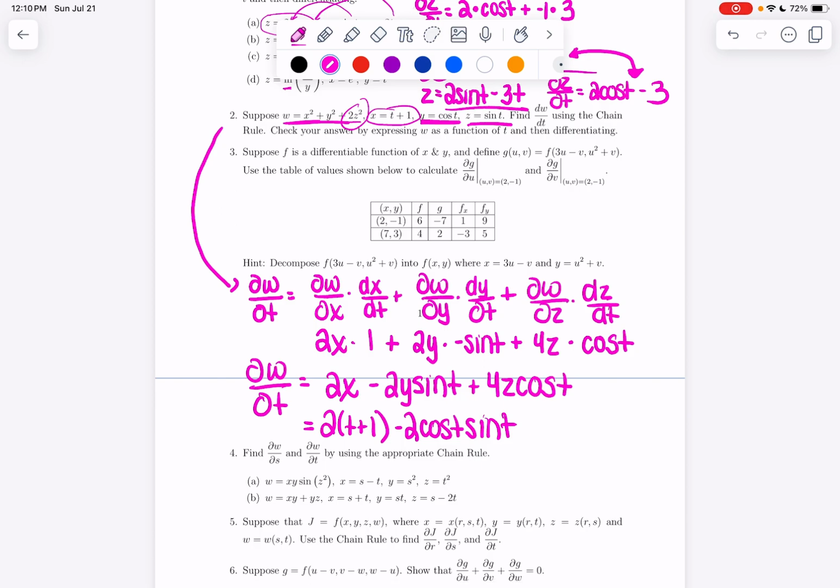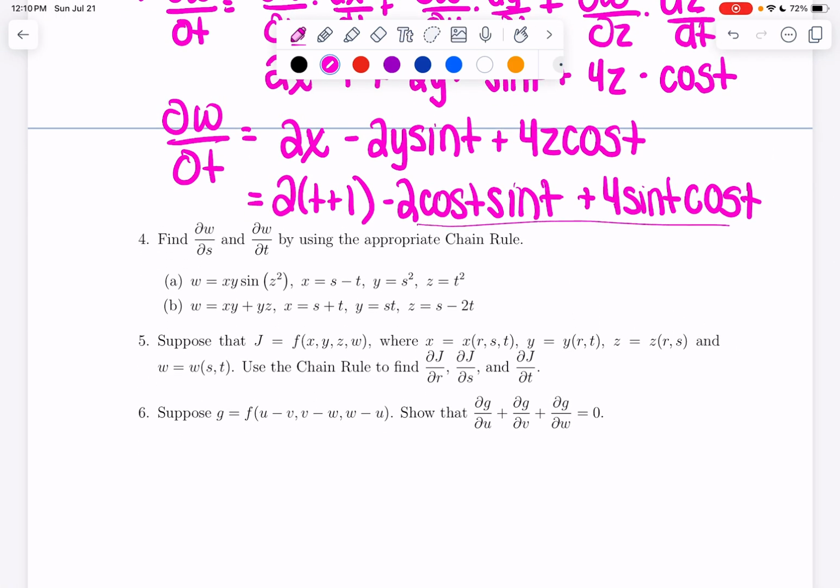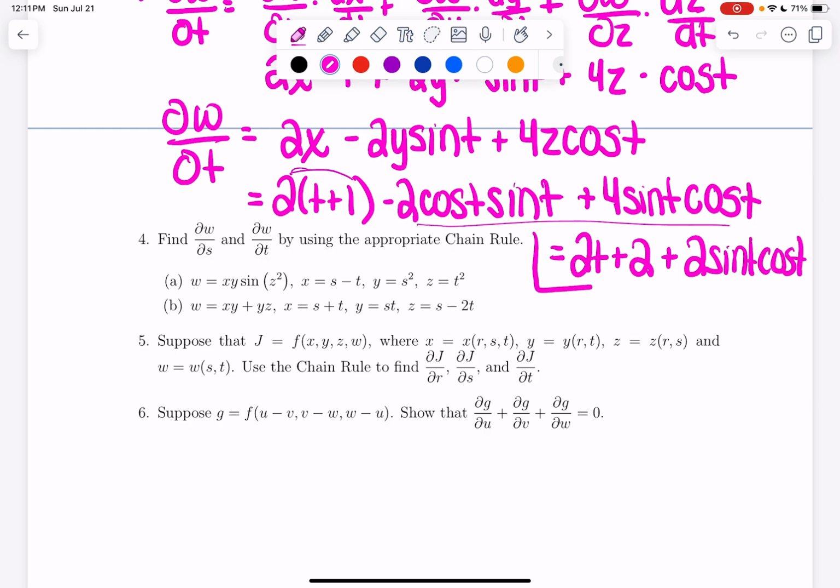And then finally, for z, it would be plus 4, z would be sine of t, cosine of t. And actually, we could even take this one step further. You can combine these because they're the same thing. If you want to multiply that through as well, your final answer would be 2t plus 2, and then adding negative 2 plus 4, that would be plus 2 sine of t cosine of t. And that would be your final answer.